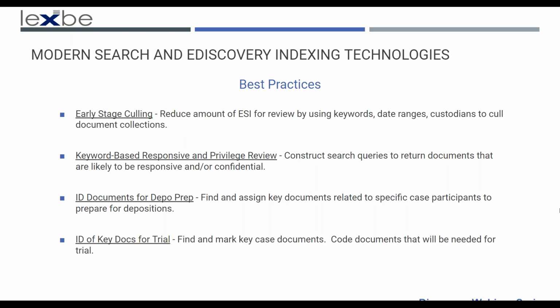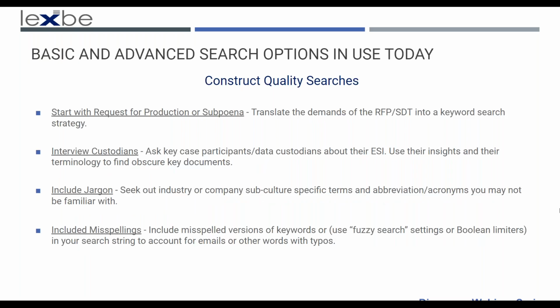One of the most important things of using your eDiscovery platform to search is constructing quality searches. So this means that you would want to look at your pleadings and your knowledge of the case, like I talked about in the last slide. But when you look at your request for productions or your subpoena for documents, you'd want to translate what's in those attached exhibits or what's in the explanation of what is to be collected from your subpoena. You'd want to develop that into a keyword search strategy.